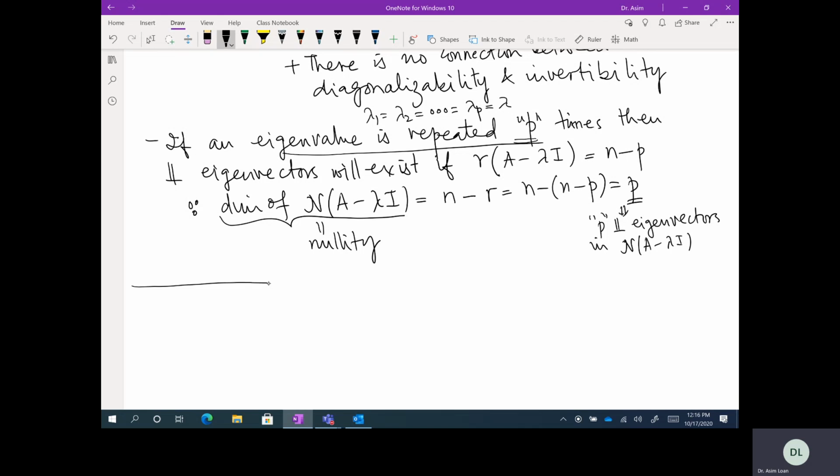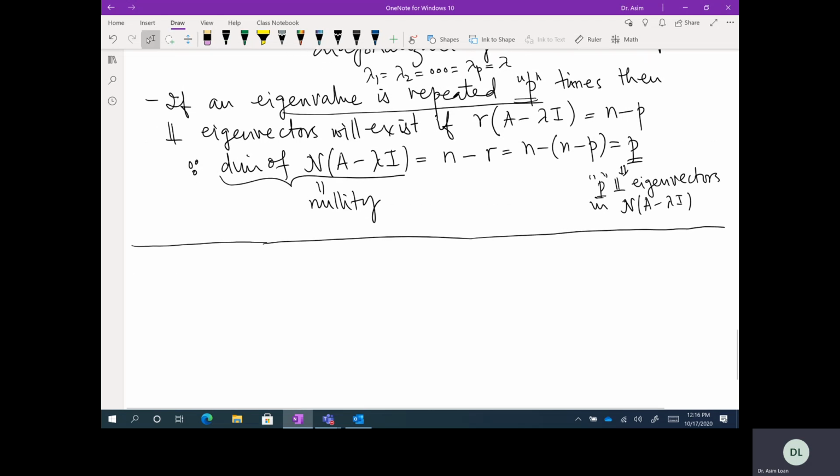So let's do a quick proof. This is the basis. The basis of the null space should have p independent eigenvectors to generate the eigenspace based on these p vectors. If you want the matrix to be diagonalizable and you cannot find enough p eigenvectors, then diagonalization is not possible, and we have the Jordan form instead of the diagonal matrix.